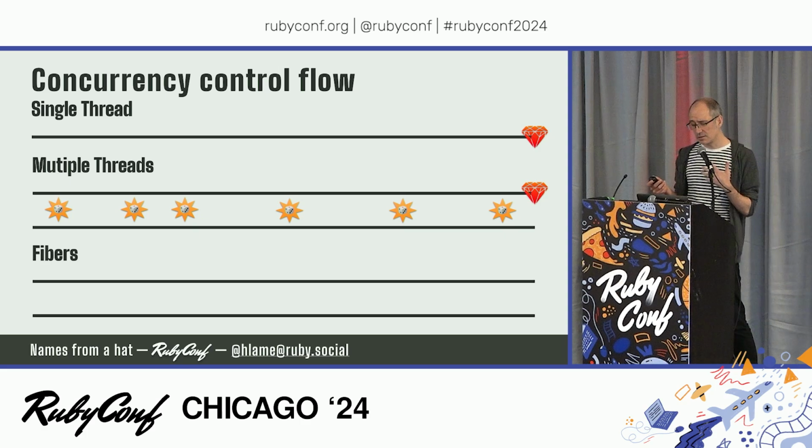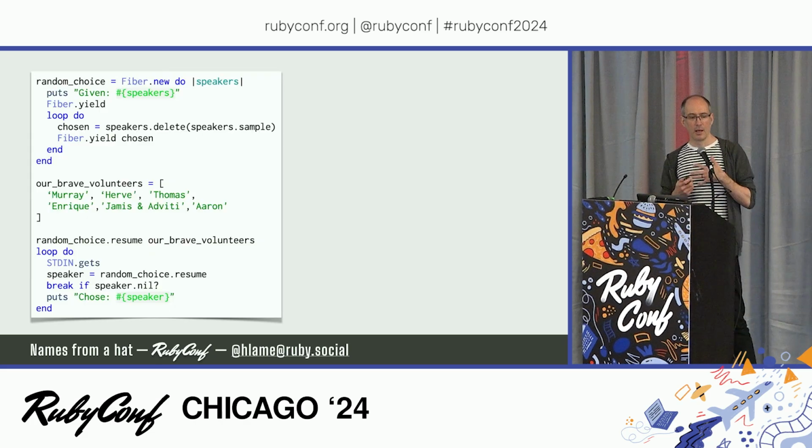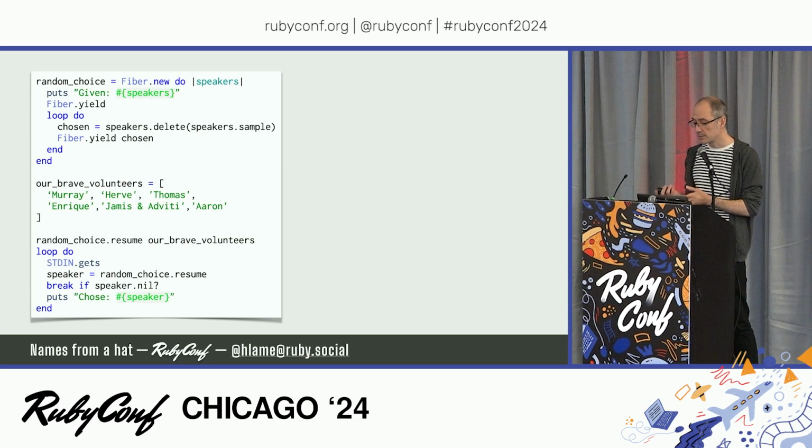In fibers, there's still only one thing running at any one time, but you are in control as you explicitly tell the CPU when to run code in one fiber and when it should stop. And that's what these fiber yield and fiber resume calls are doing. We're passing control back and forth between 2 fibers programmatically. Anyway, this is how I over-engineered the problem of randomizing speakers using fibers.